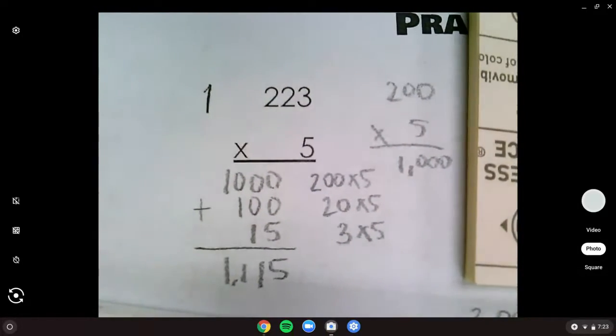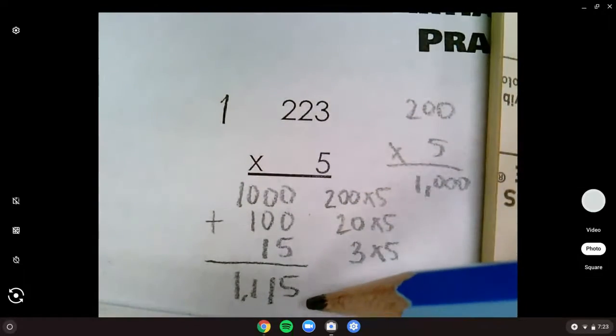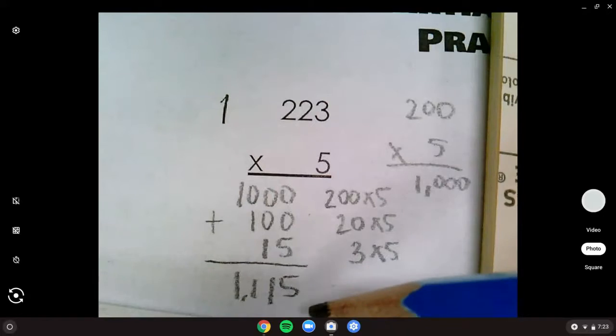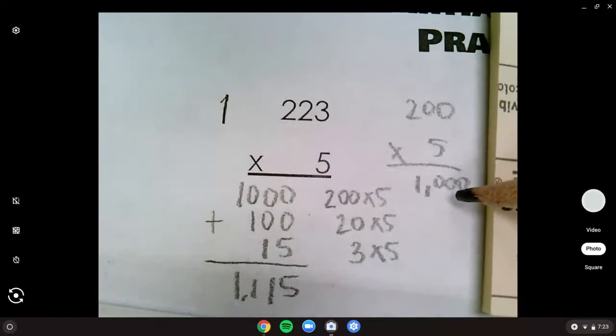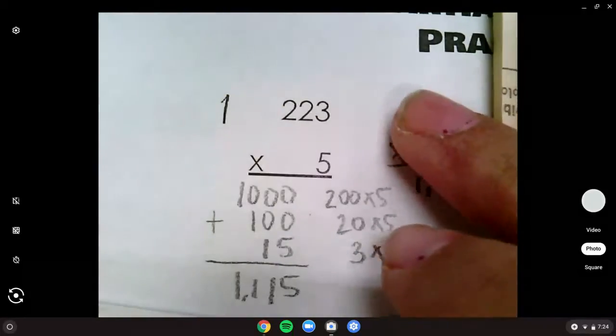All right, number 1. What we should have done was broken it up and gotten a product of 1,115, and our estimate should have been 1,000. Those are pretty close, so we know this is reasonable.